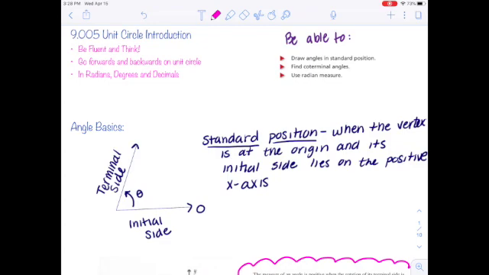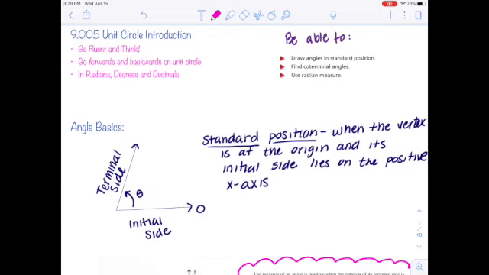Hi everyone. Today we're getting into our unit circle. So we're just looking at a little introduction on how we make a unit circle and what a unit circle is. After today, I want you to be able to draw angles in standard position, find coterminal angles, and also use some radian measure.